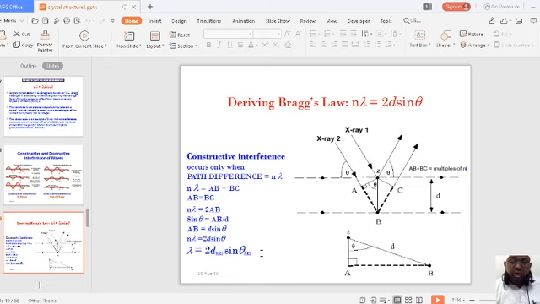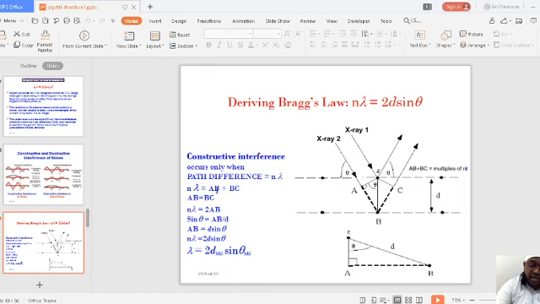So you understood now how we got n lambda is equal to 2D sin theta geometrically. We are talking in terms of constructive interference. If there is constructive interference, then only the path difference is equal to an integral multiple of lambda. So these conditions should be satisfied. Constructive interference takes place mathematically when the path difference is equal to n lambda. This is the condition where you will get constructive interference.